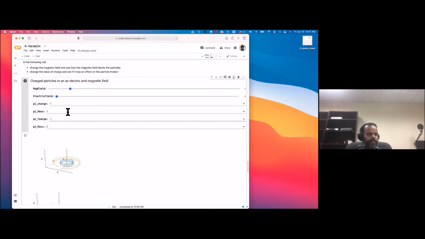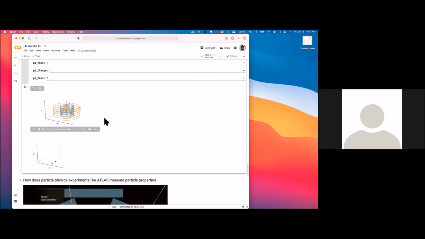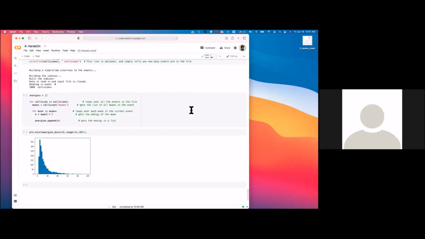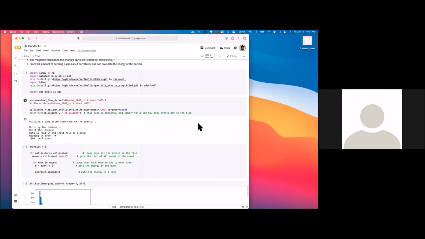This is how particle physicists measure the energy of these particles in the detector. You put these particles in a magnetic field, and they start moving along these curved trajectories, and you can measure these trajectories and indirectly infer the energy of the particles. Okay, so I think that's all. There are a couple of other exercises, but I don't think we have to do that today. We can discuss this later.